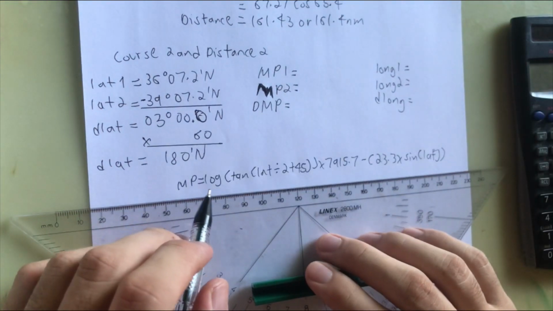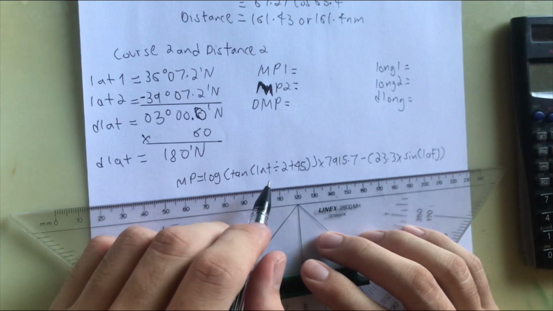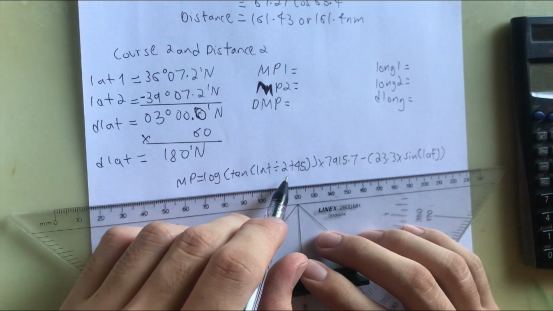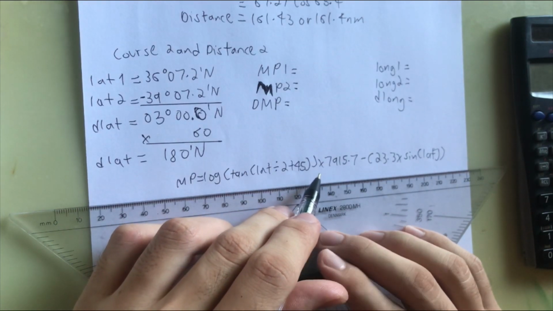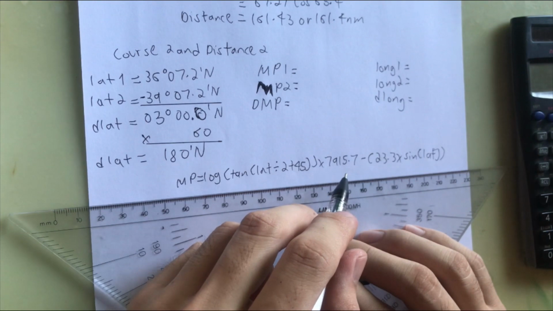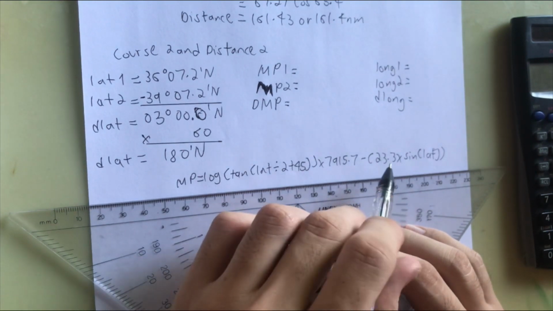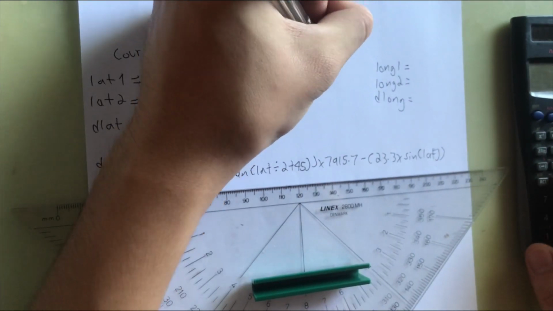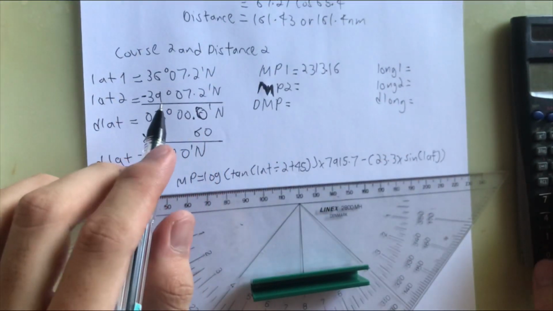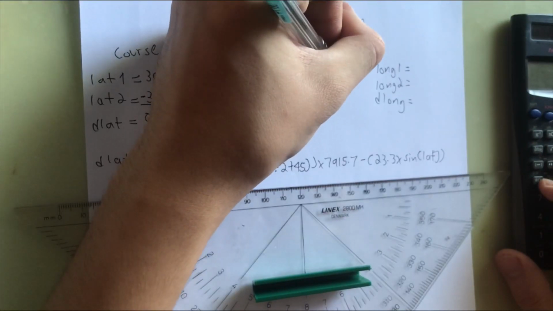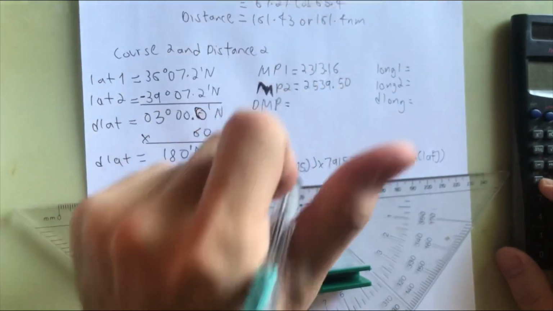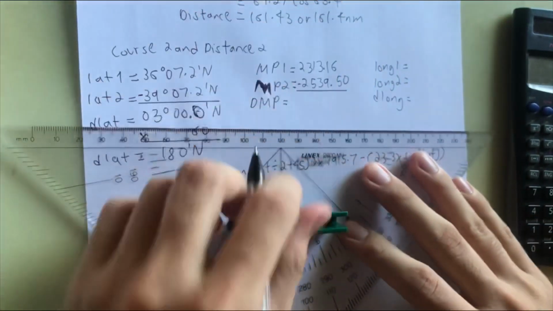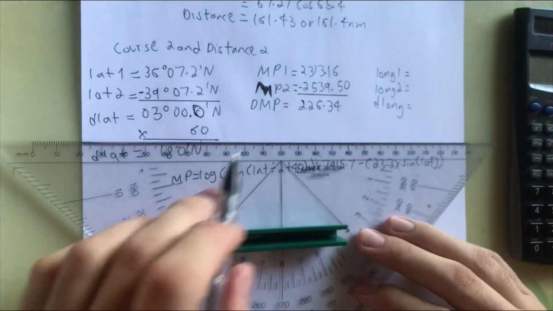Then next we will be solving for the MP, which is equal to log of tan of (lat divided by 2 plus 45) times 7915.7 minus (23.3 times sin of lat). We will insert the latitude 1 in the MP formula. So the MP1 is equal to 2313.16, and the latitude 2 we will insert it in the MP formula and the MP2 is equal to 2539.50. Because they are both north, same name, minus, so the DMP is 226.34.